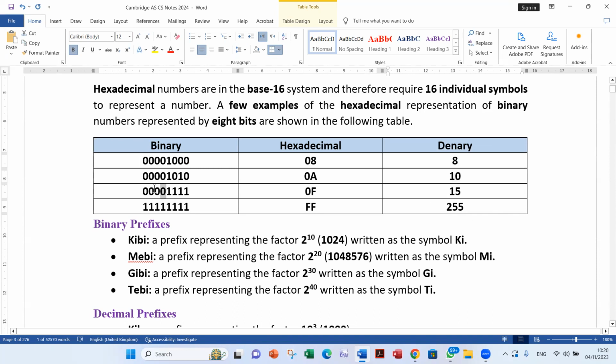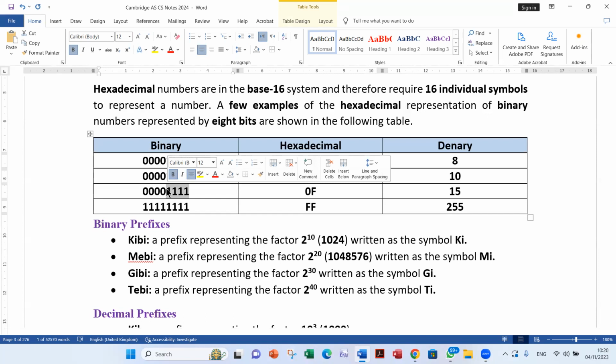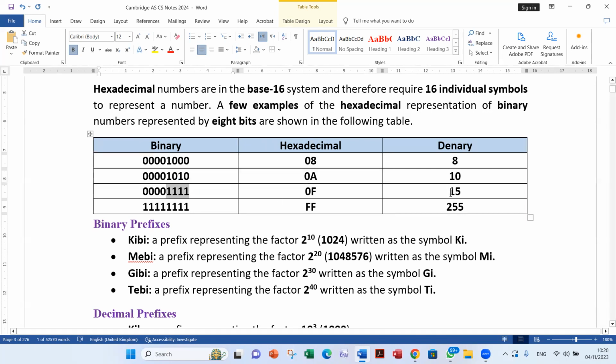Next, 0000 1111. So it is 0F, because 1111 is 1 plus 2 plus 4 plus 8. 8 plus 4 is 12, 12 plus 2 is 14, 14 plus 1 is 15. So F is 15. Four ones is just 15, and here it is F.